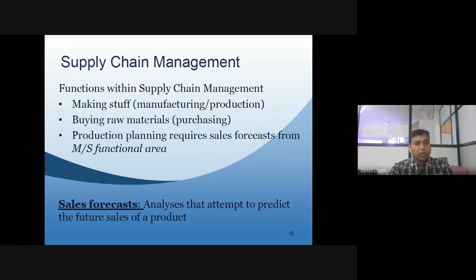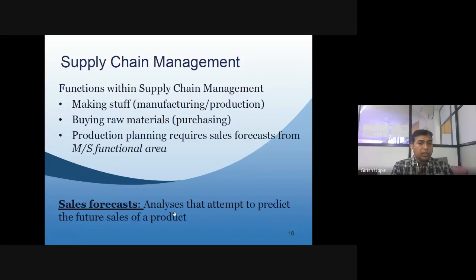Next one is supply management, supply chain management. What are the functions? Making stuff, that is manufacturing or production, is one of the functions. Buying raw material, purchasing. In order to do the manufacturing, it has to buy the raw materials. Production planning requires a sales forecast from the marketing and sales functional area. For production planning, how much to produce, they will need input from the marketing and sales functional area, which will provide the forecast.